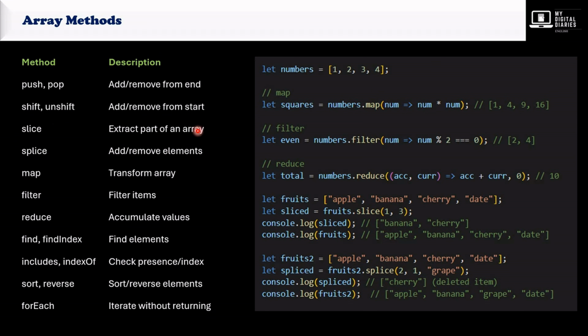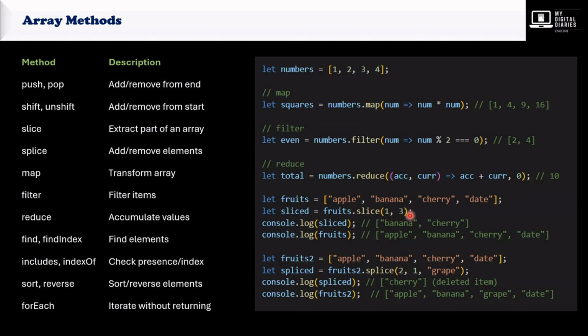It is used to extract part of an array without changing the original array. So we have a slice example here. If you see, let fruits be apple, banana, cherry and date. So this is our array. Now what we are doing is, fruits is an array, and we are slicing it.